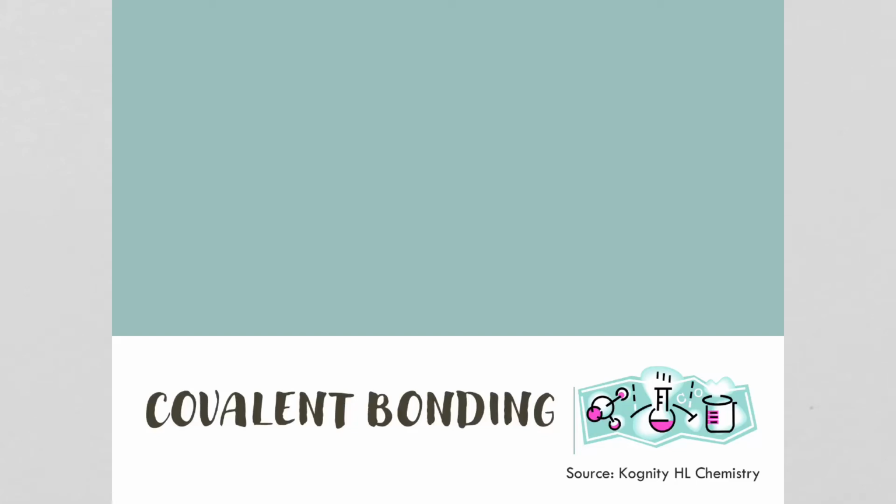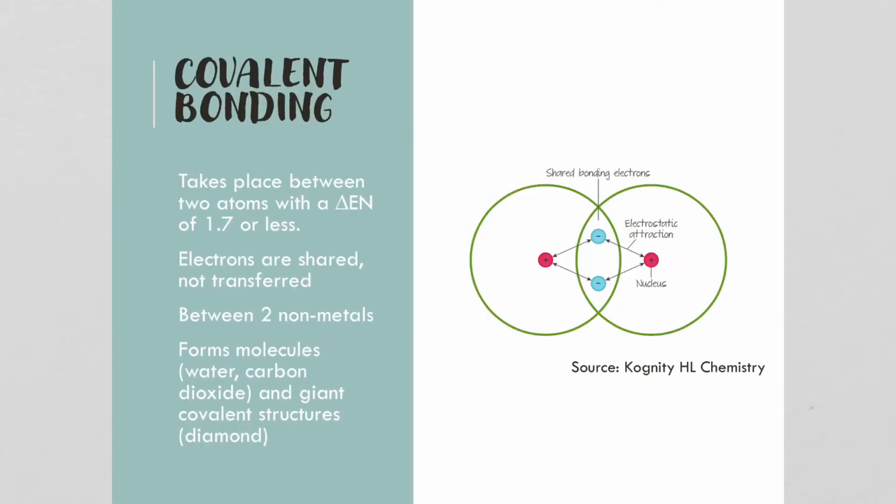In this video lesson, we're going to learn about covalent bonding, and we'll learn how to determine whether a compound is polar or not. So remember from an earlier lesson that covalent bonding occurs when two atoms have a delta EN of 1.7 or less. The electrons are shared and not transferred like in ionic bonding.